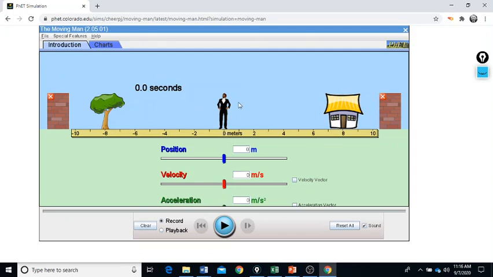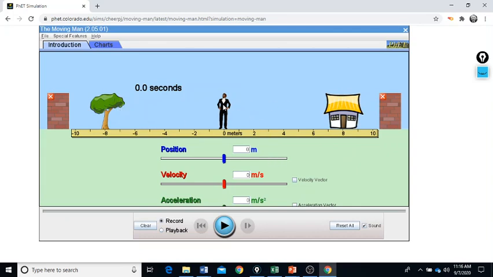You can see that it's called the moving man, and there's a man here, and he is set upon an x-axis that goes from negative 10 meters to positive 10 meters. There's a few objects along the path there. We have brick walls on either end, sort of bookends between those negative 10 to positive 10 meters. There's a tree at about negative 8 meters and a house at positive 8 meters.